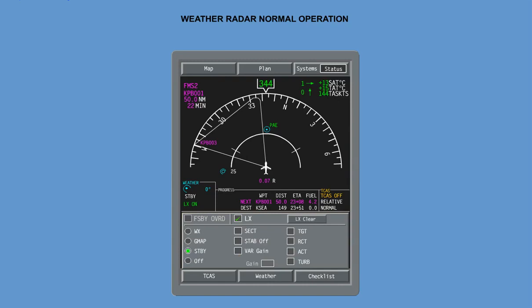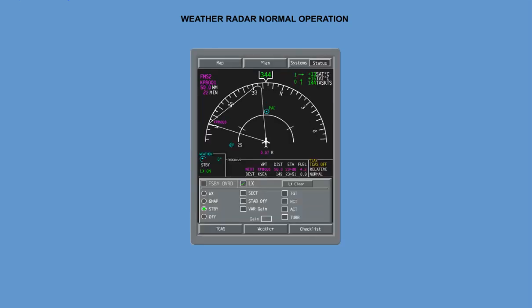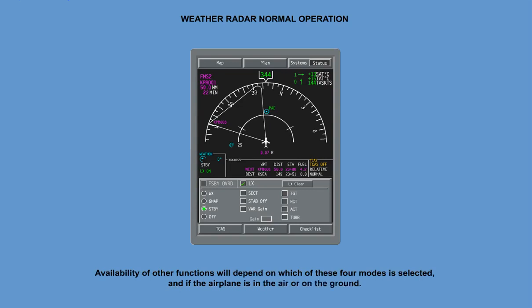Functions are displayed in the virtual controller in white, if available, when a specific weather radar mode is selected, and displayed in gray if not available for the selected weather radar mode. Only one of the modes, Weather, GMAP, Standby, and Off, can be selected at one time. Availability of other functions will depend on which of these four modes is selected, and if the airplane is in the air or on the ground.